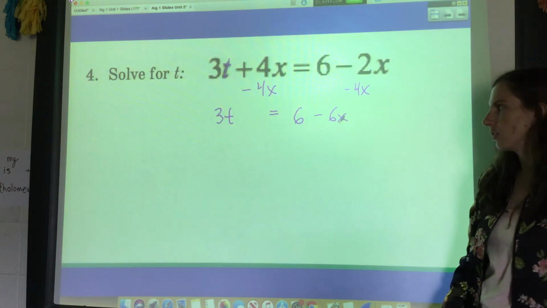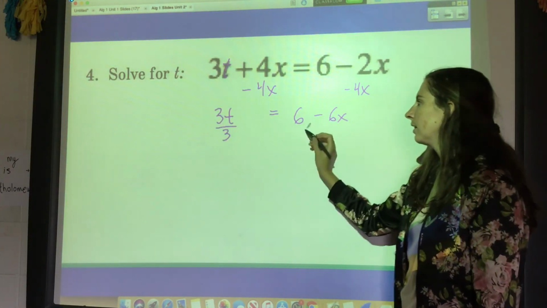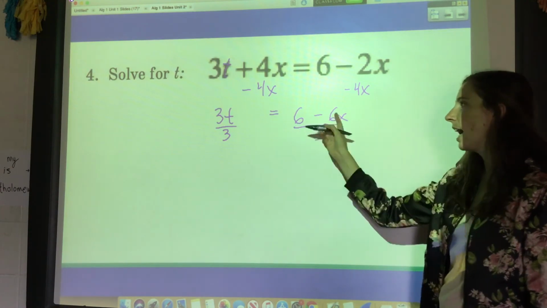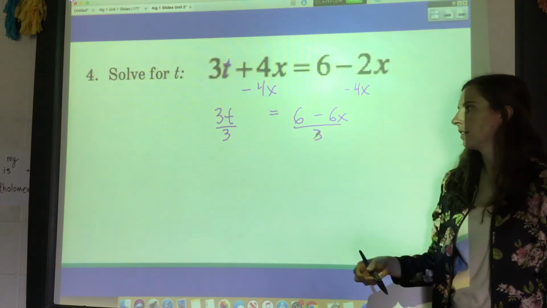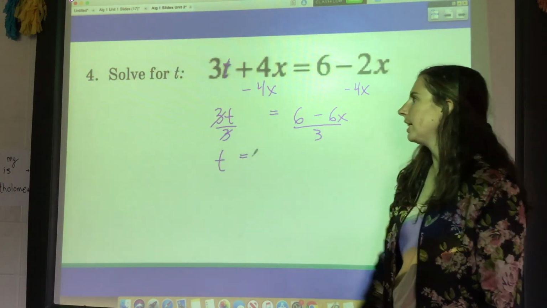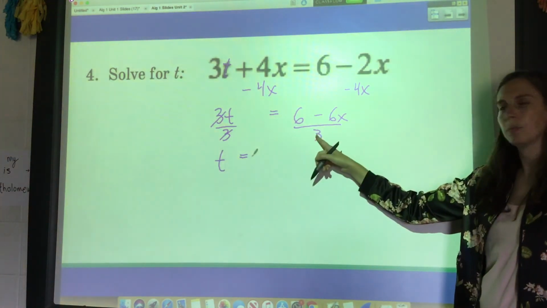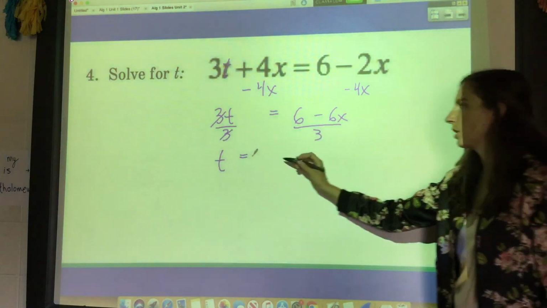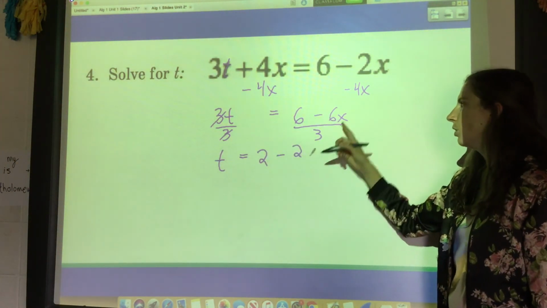And finally, to solve for t, this is 3 times t, so I'll divide by 3. And divide this entire side by a 3. What you do to this side, you have to do to this side. And now I have t by itself. I solved for t. This we can simplify a bit by dividing them both by the 3. So 6 over 3 is 2, and minus 6 over 3 is minus 2x.